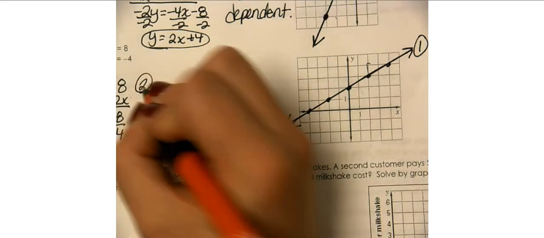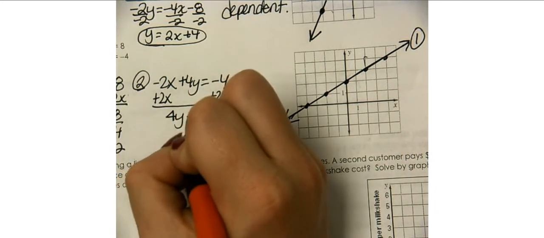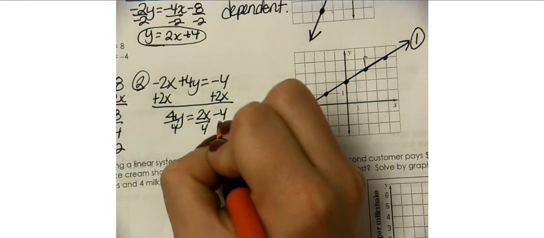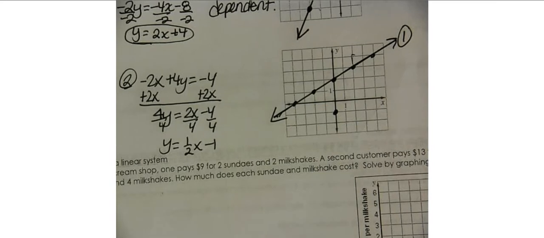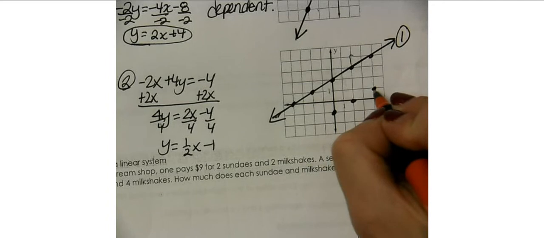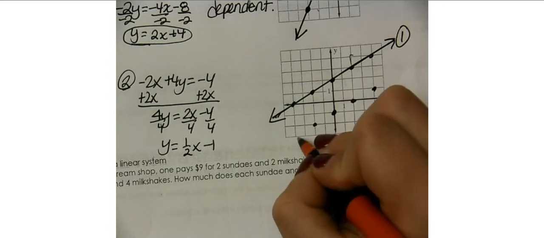I have negative 2x plus 4y is equal to negative 4. I'm going to solve for y by adding 2x to both sides. And I end up with 4y is equal to 2x minus 4. And dividing every single term by 4, we end up with y is equal to 1/2 x minus 1. So I'm going to go down to negative 1. And then I'm going to rise 1 and run forward 2. And come up with as many points as I can.